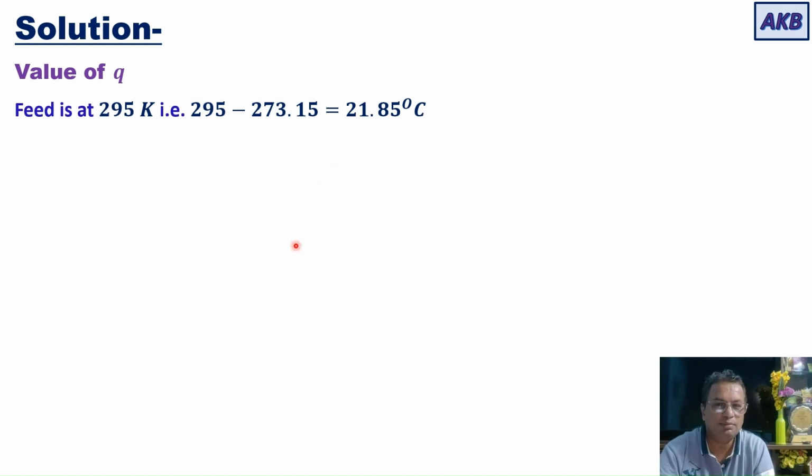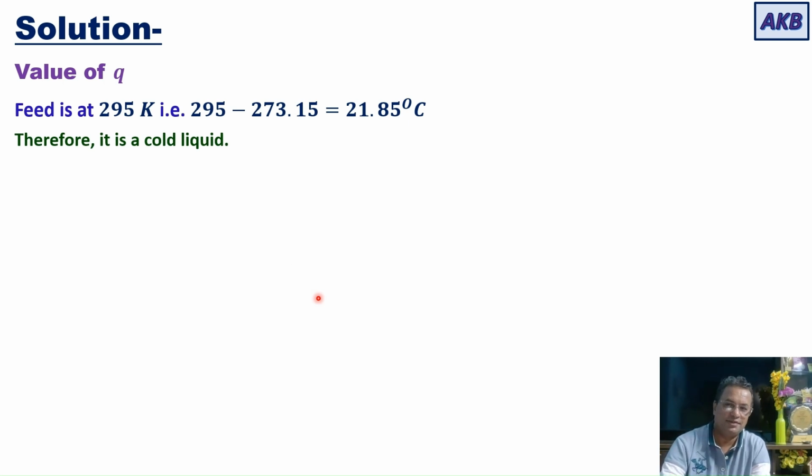So it is well below the boiling points of the components, and therefore you can conclude that the feed is a cold liquid. And at this point of time, you can just tell Q is greater than 1. We don't know the exact value. So how to find the value? That is what you'll be learning.